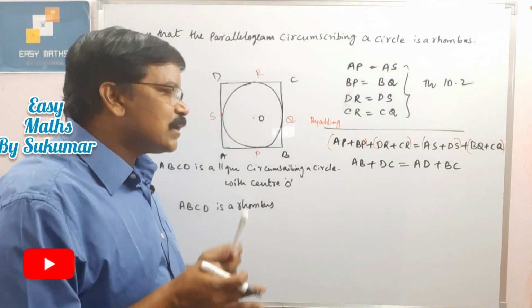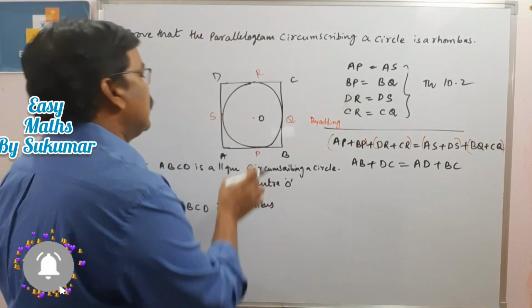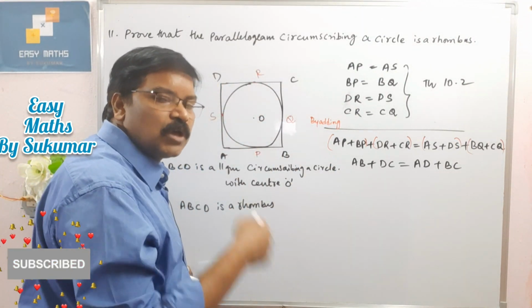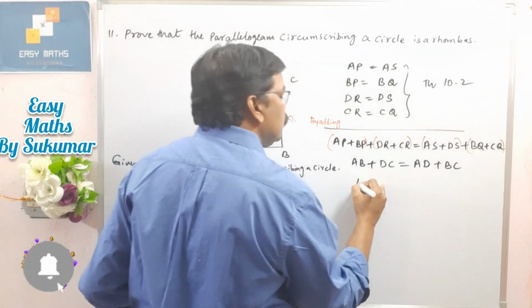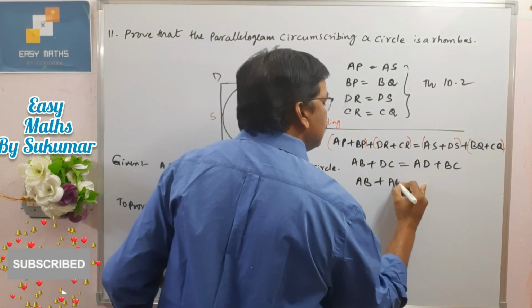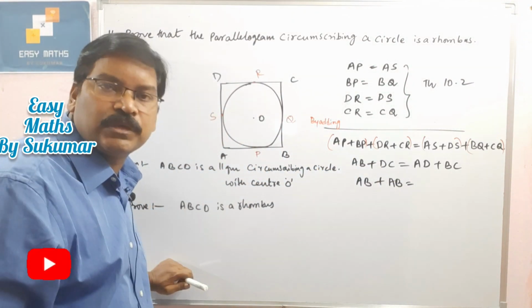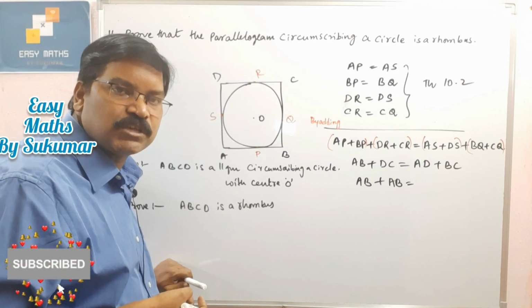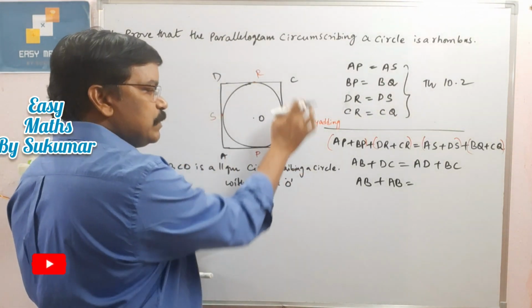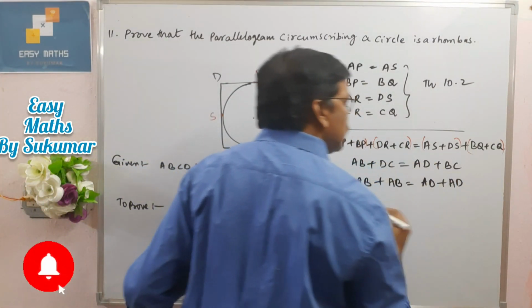But now what we have to prove here? This ABCD is a rhombus. AB and DC are equal, since it is a parallelogram, the opposite sides are equal. Therefore, instead of DC, I am writing AB again. And AD and BC are equal, so instead of BC I am writing AD.